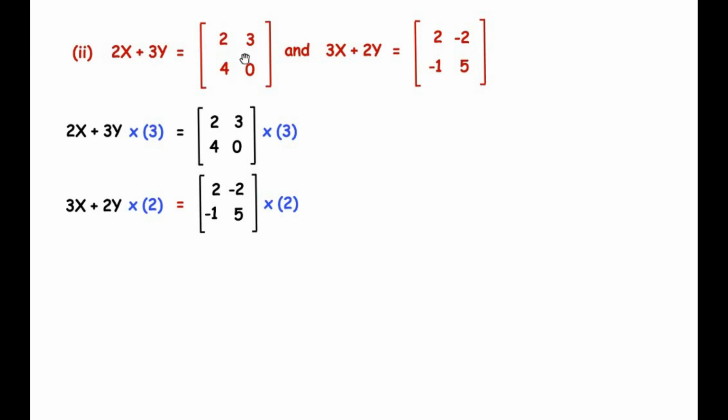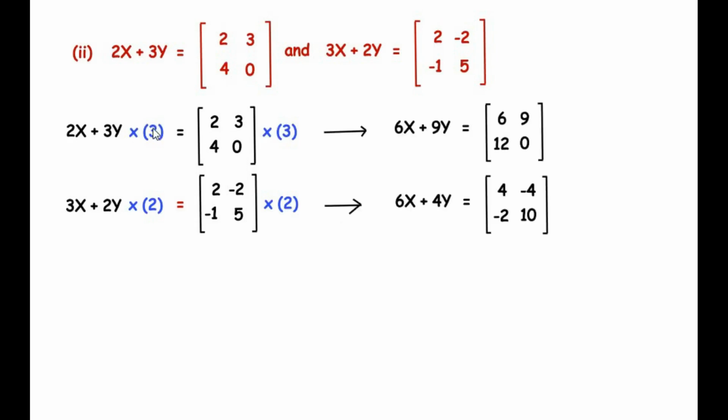2x plus 3y is equal to a 2 by 2 matrix and 3x plus 2y is equal to a 2 by 2 matrix. Now here we can perform simultaneous equations. So here you can see I have written this equation on the top and the second equation at the bottom. Now here I am going to multiply this 3 with the first equation. So you can see I have written here times 3 and times 3, and this 2 I'm going to multiply with the second equation.